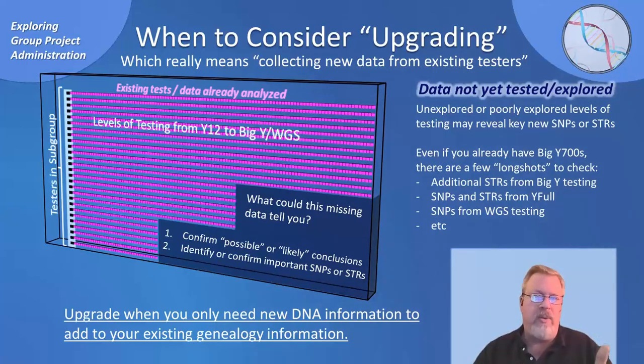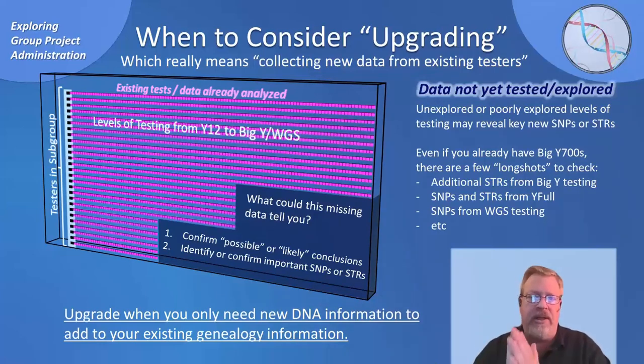And by upgrading, I don't always mean spending money on a new test. It may just be looking at data that you haven't looked at before. A good example is if you've done a bunch of Big Ys, but you haven't really looked at the additional STRs above the first 111, maybe you want to look at those and see if there's a branching pattern in there that makes sense for your group. Or maybe you do have to spend money if none of your people have taken a Big Y test. You probably want to start exploring what the SNPs could tell you about the subgroup.